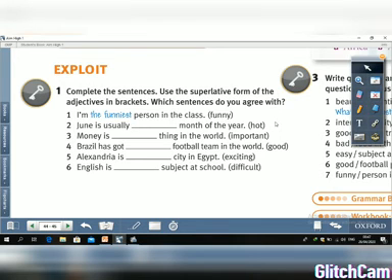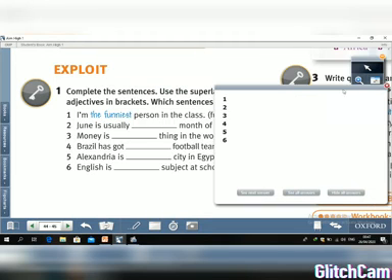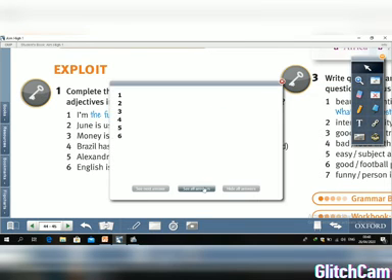Alexandria is the most exciting city in Egypt. Yes, the most exciting. I will make you guess it. Try to guess it and check your answer using the adjective difficult. Here are the answers. The funniest, the hottest, the most important, the best, the most exciting, the most difficult, because it's a long adjective. Okay, this is for superlative and for comparative. Let's summarize them.